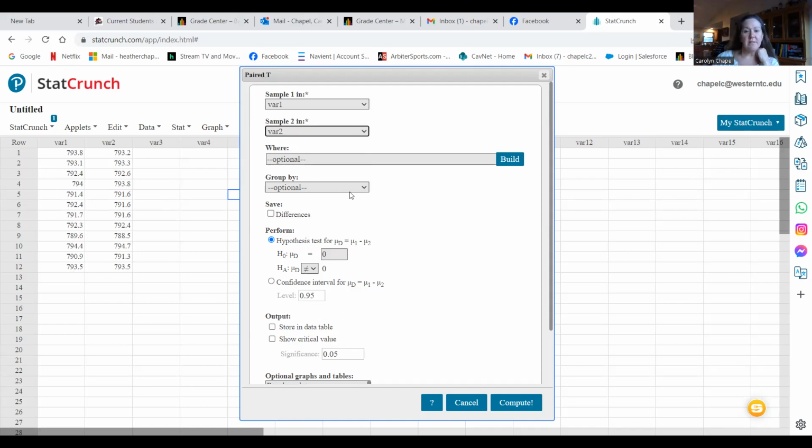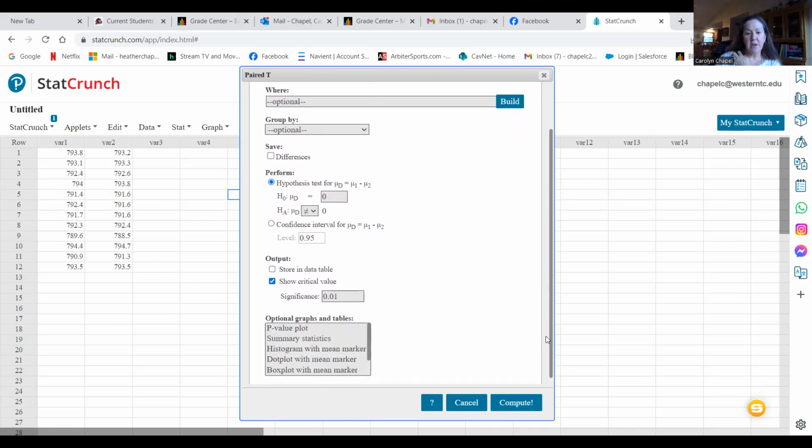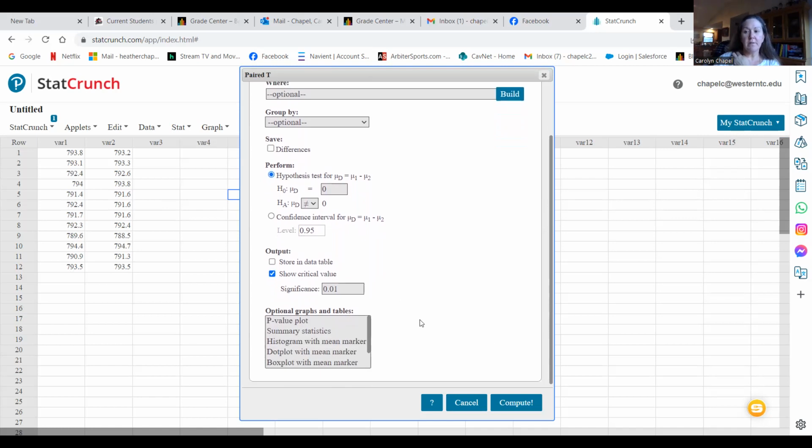These optional things are not something we need to worry about. We are doing our hypothesis test. I will come back and do my confidence interval. Okay, so we're doing a hypothesis test. I do want to show my critical values to kind of reaffirm that value we got off the table. And I have that 0.01. Make sure you change it because default is 0.05. So we needed to change it.